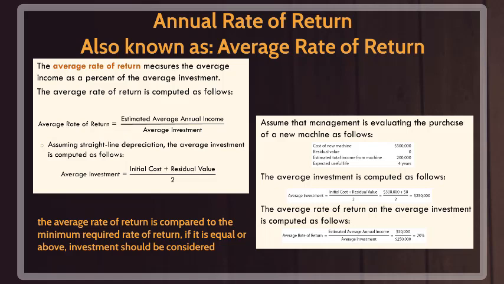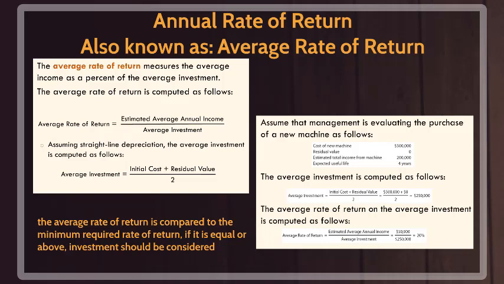Then I can use the average investment and put it into my equation for the average rate of return. In the average rate of return, I'll take my estimated average annual income and divide that by my average investment. The annual income may have to be calculated. You have to take a look at only annual income compared to what this investment might earn you over multiple years.